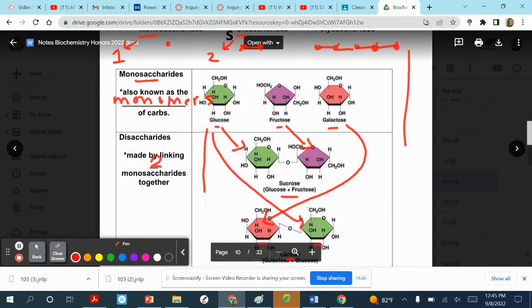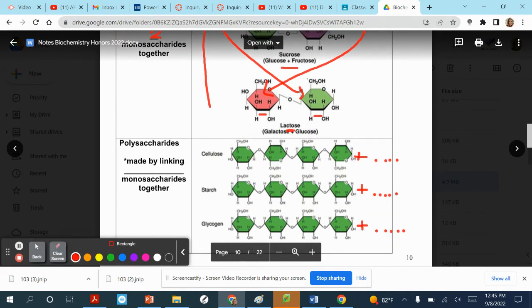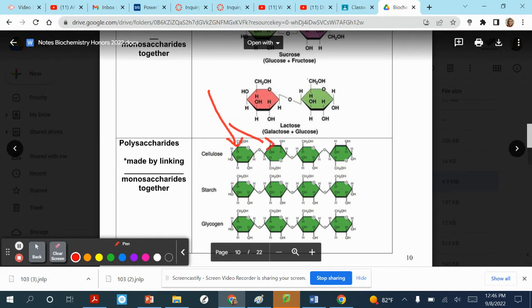So maybe now you have an idea of why glucose is so important: glucose is used to make several other molecules. You need it to build cellulose, you need glucose to build starch, you need lots of glucoses to build glycogen. So they're all made of glucoses. So whenever you link more than three monosaccharides together, we're going to call that molecule a polysaccharide.